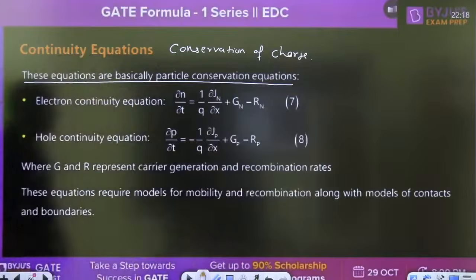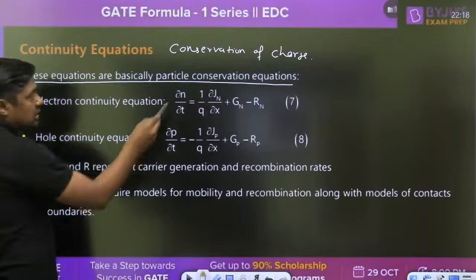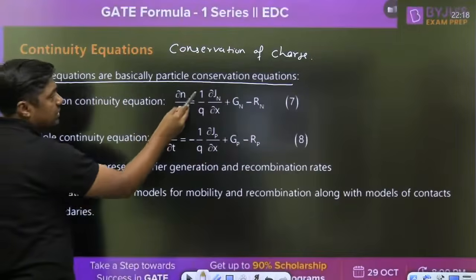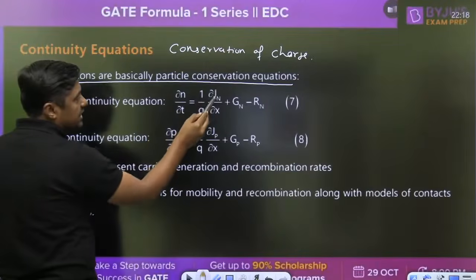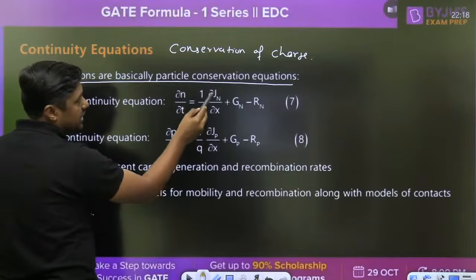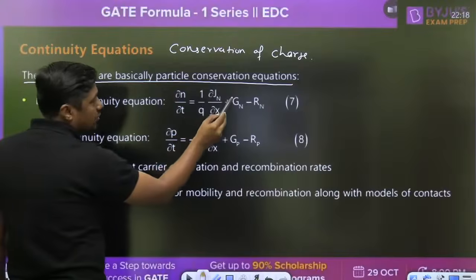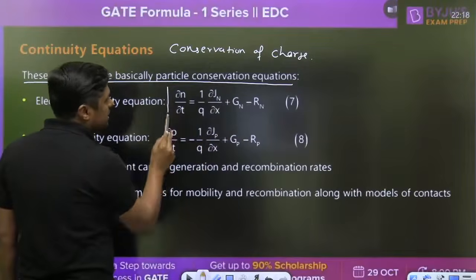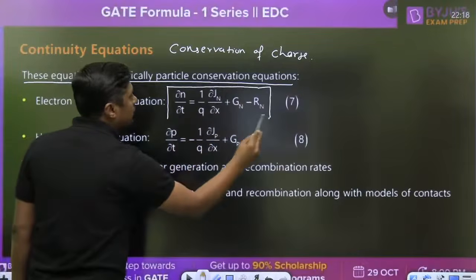Okay. So remember, that is the formula. The rate of change of concentration is given by 1 by q, that is the derivative of the current density with respect to x, that is the rate of change of the current density with respect to distance, plus generation rate minus recombination rate. You have to use this formula.